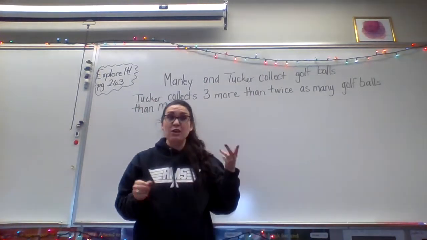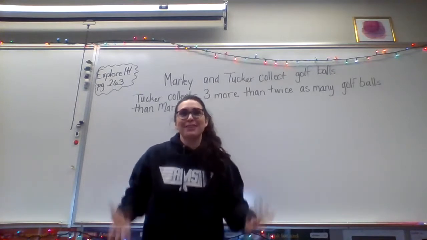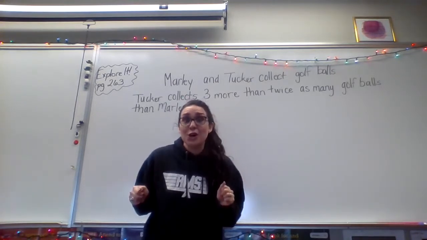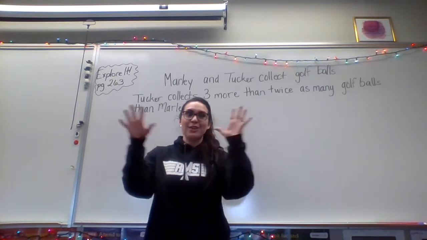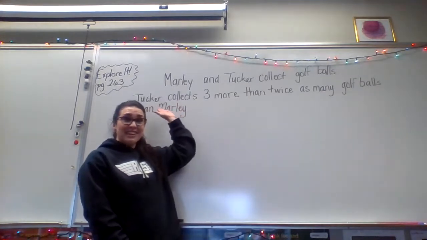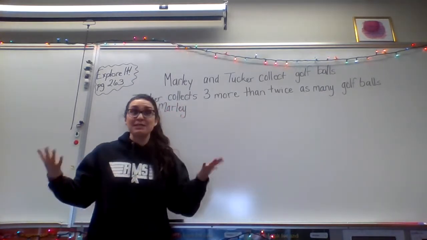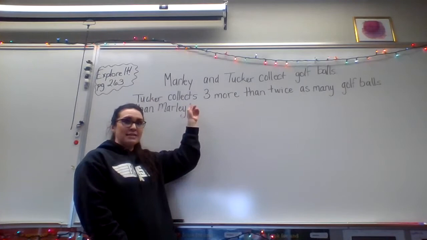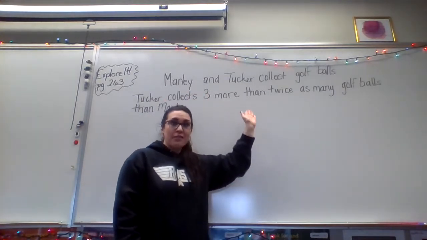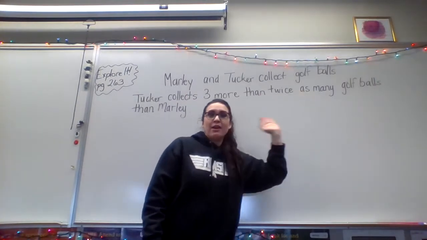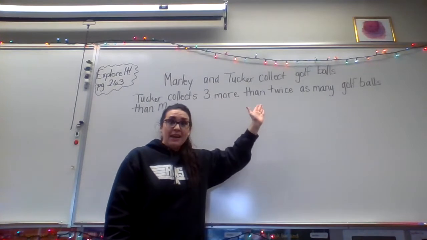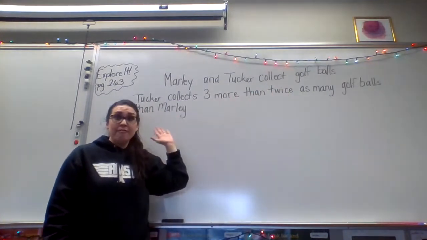We have Marley, who's like a Scotty, I'm thinking, and then we have Tucker the pug, Precious. And what these little friends do is they collect golf balls, okay? So that's the basis of the story, is that they collect golf balls. But the puglet, because Tucker is just such a go-getter, collects more, right? Now, how much more? Glad you asked. Tucker, the pug, collects 3 more than twice as many golf balls as Marley, okay? 3 more than twice the amount of Marley, all right?